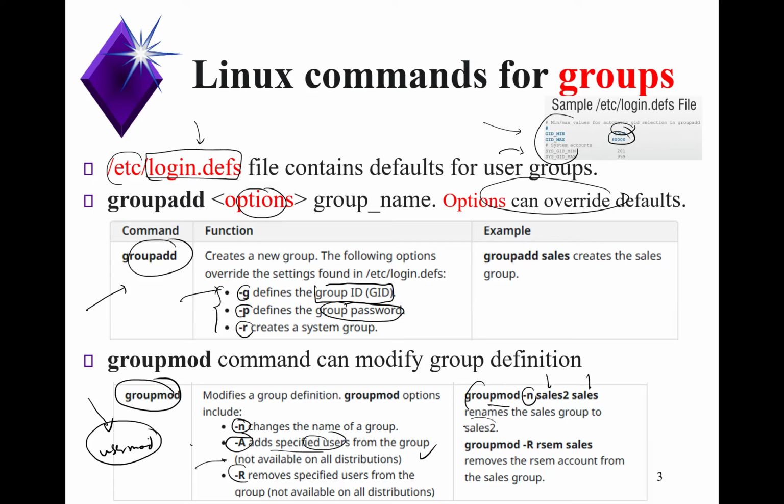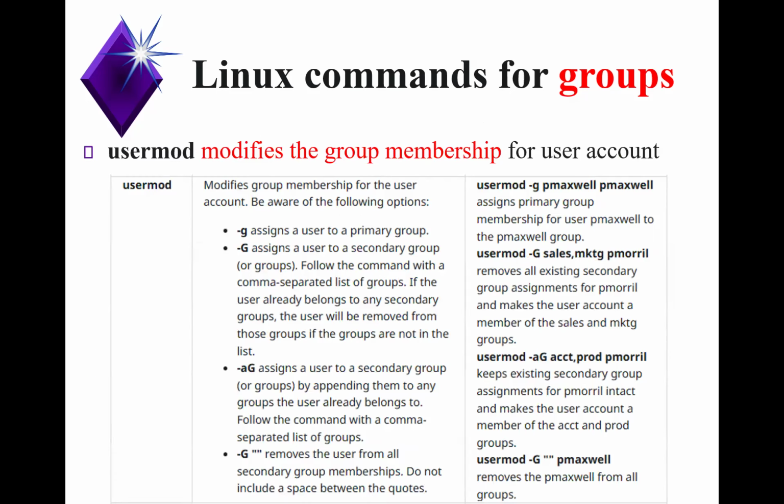Okay, so renaming it, a new name is this one. For example, groupmod -R: you want to remove the specified user from the sales group. So there is an RSM account in the group, you want to remove him. So you can use groupmod. The funny thing is, it's not consistently done. Groupmod should be able to add also, but -A is not available for many of the distributions. Okay, but then you have usermod.